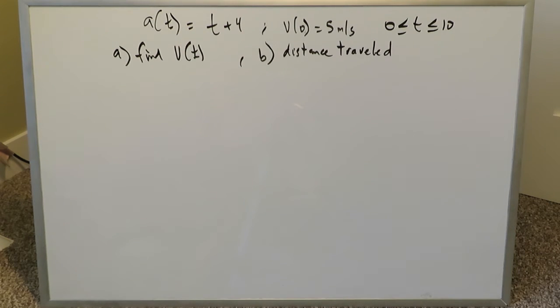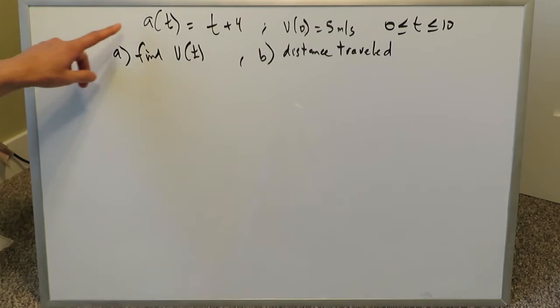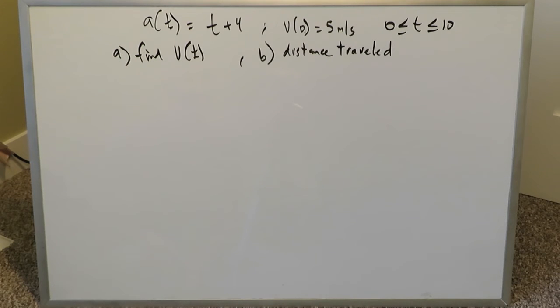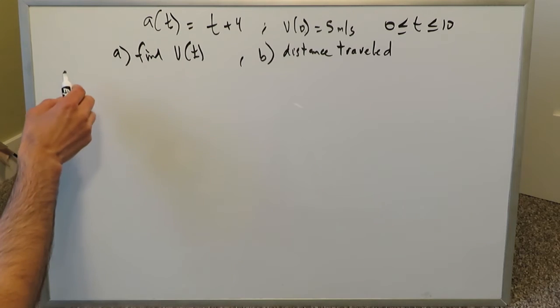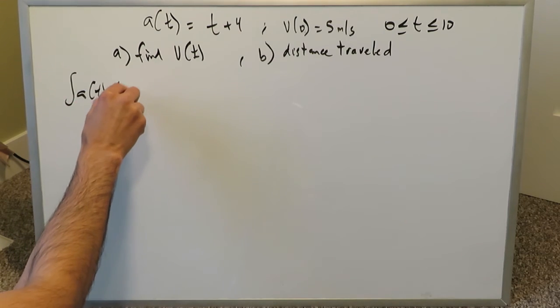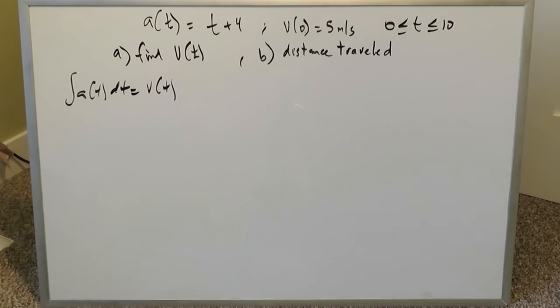We have here an acceleration question, a function which is provided in terms of its acceleration. A of t is equal to t plus 4, and we have provided here the initial velocity being 5 meters per second. We have a time interval from 0 to 10, including 10. We have to find the velocity function, and we also have to find the distance traveled. When you see a question such as this, where you're given the acceleration and you have to find the velocity, the first thing coming to your mind should be that the integral of the acceleration function is always equal to the velocity function. So if you integrate your acceleration function, you'll get your velocity function. So let's continue with that procedure.